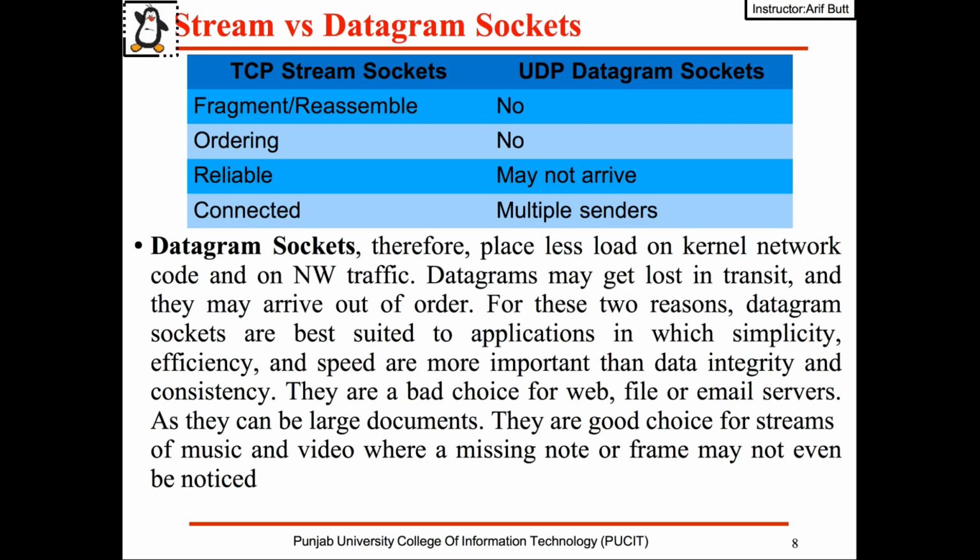And for these two reasons, Datagram sockets are best suited to applications in which simplicity, efficiency, and speed are more important than data integrity and consistency. Well, UDP sockets are a bad choice for web, file, or email servers, as they can carry large documents. UDP sockets are a good choice for streams of music and video, where a missing note or frame may not even be noticed. So keep these points in mind whenever you are deciding whether to use a stream socket or a Datagram socket in the internet domain.